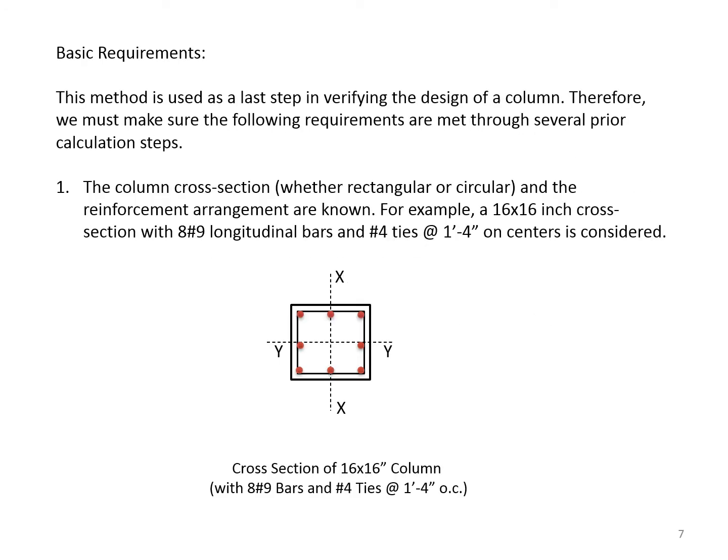Basic requirements. This method is used as a last step in verifying the design of a column. Therefore, we must make sure the following requirements are met through several prior calculation steps. The column cross-section, whether rectangular or circular, and the reinforcement arrangement are known. For example, as shown in this figure, a 16 by 16 inch cross-section is used with 8 number 9 longitudinal bars and number 4 ties at 1 foot 4 inches on centers.